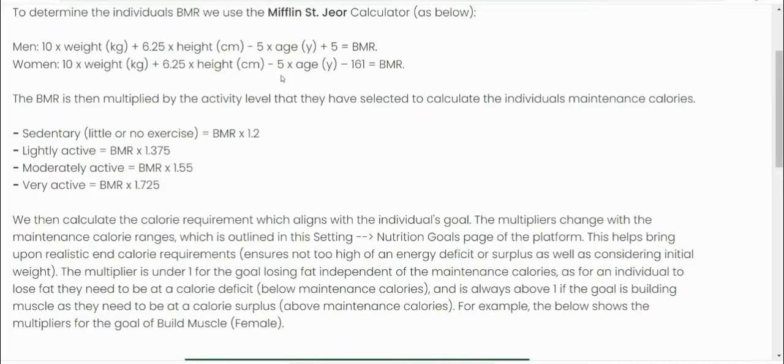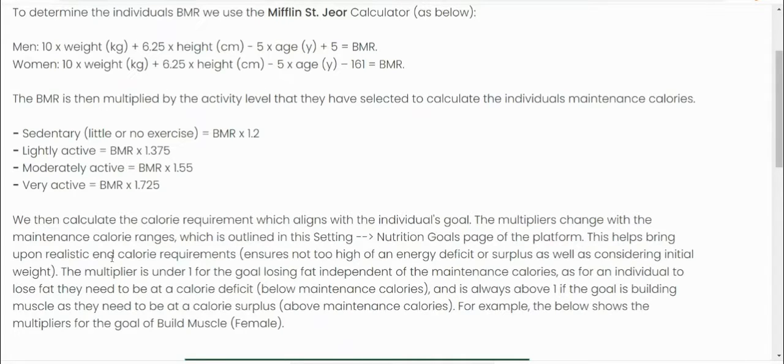Okay. By the way, this is the old school maths class stuff. We're going to do the old order of operations, right? I think some people still get this wrong. Order of operations means we do the multiplies first. So 10 times body weight gives us one number, 6.25 times height gives us another number, 5 times age, another number, and then 161 is by itself, right?